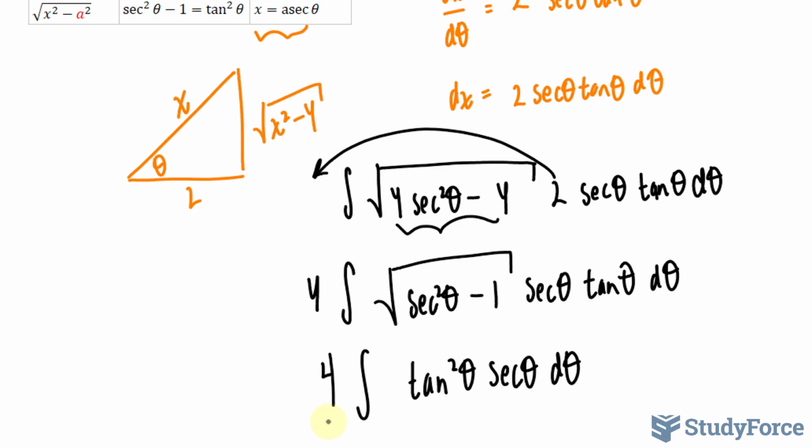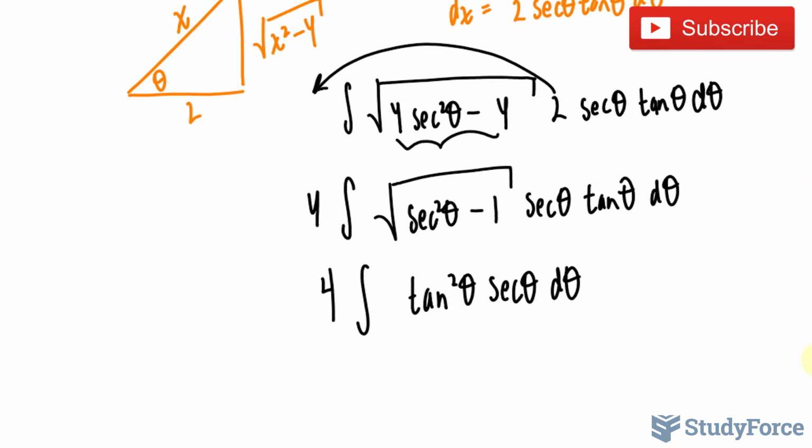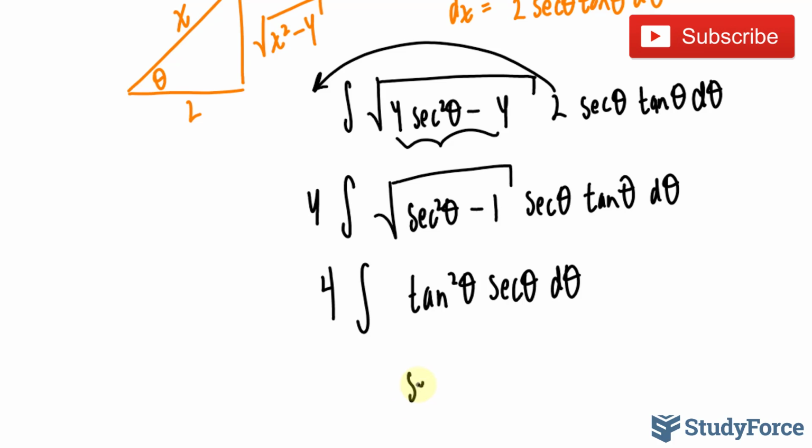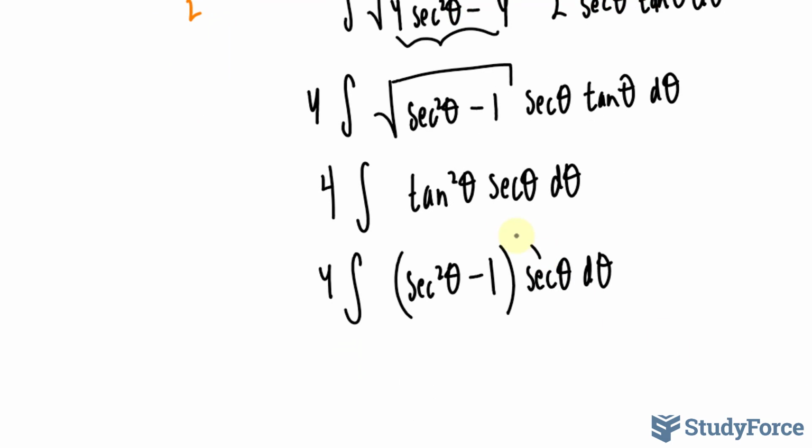Integrating this next function will be very difficult, so we have to be clever. What I'll do is go back to what tangent squared theta is equal to. Tangent squared theta is equal to secant squared theta minus 1. So I'm going to replace tangent squared theta with secant squared theta minus 1 times secant theta d theta. I'll multiply this secant theta into both of these terms, giving me 4 times the integral of secant to the power of 3 theta minus secant theta d theta.